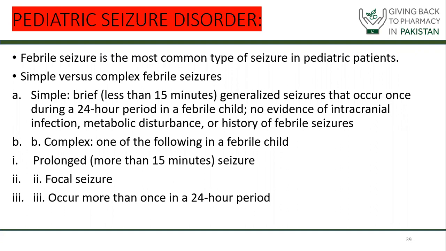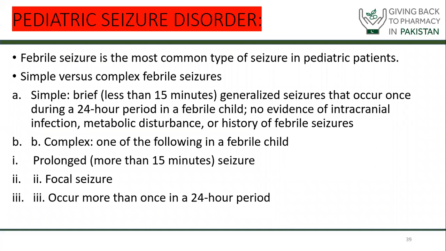And second, complex: one of the following in a febrile child. Prolonged seizure of more than 15 minutes, or focal seizure, or occurrence more than once in 24 hours. Focal means partial seizures. Or if they keep occurring every little while, or the frequency is more than one seizure, more than one episode, in 24 hours, it will be counted as a complex seizure.